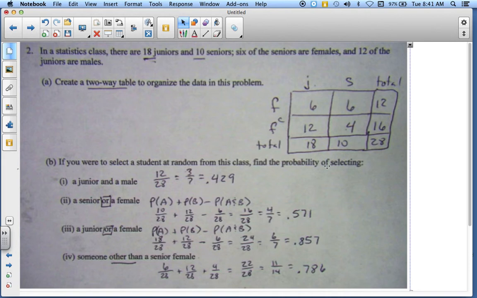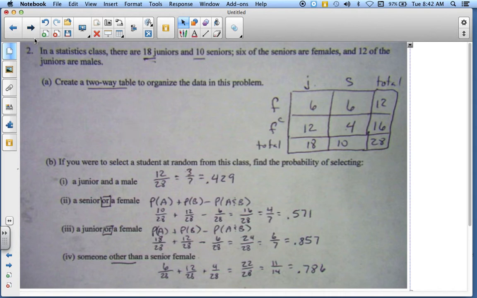Someone other than a senior female. Well, here's a senior female right here in this little section. So that means you could actually add the 6, the 12, and the 4, and that comes out to 22 over 28. Or you can just do 1 minus the 6, or 28 over 28 minus 6 over 28, and that gives you 22 over 28, which is 0.786.